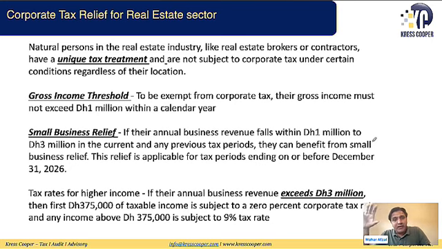In the same way, if the income of the contractor, subcontractor, broker, owner, whoever, is more than 3 million during the tax period, they are liable to register. They are liable to submit the tax return as well. Their taxable income up to 375,000 will be at 0% corporate tax. Any income beyond 375,000 will be subject to tax at 9%.